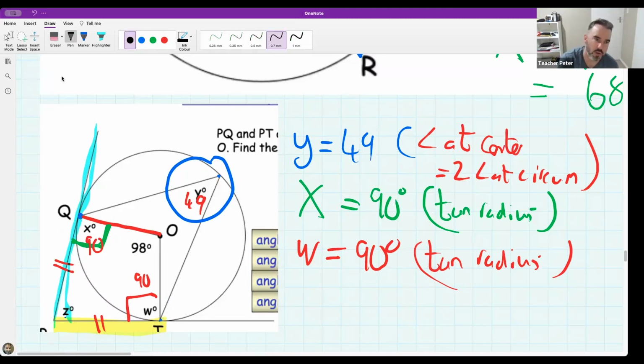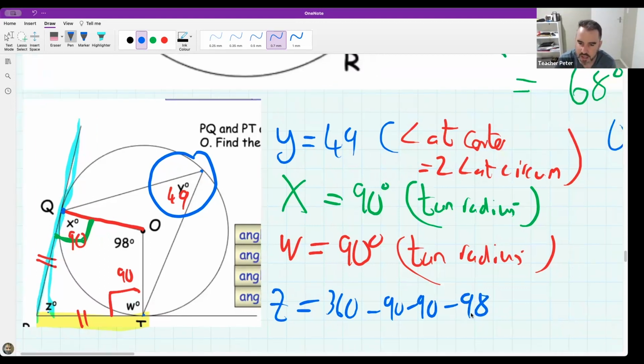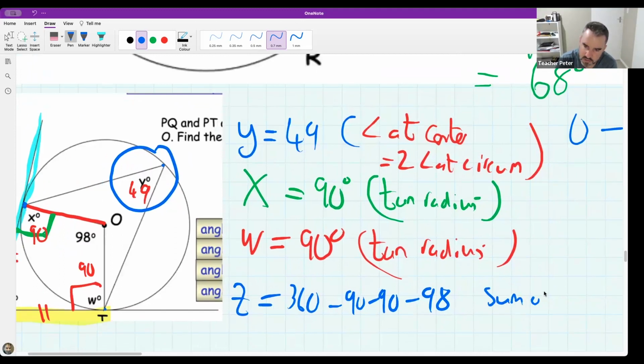But what do we know about all quadrilaterals? What do all quadrilaterals add up to? And maybe we could use that to help us figure out what Z is. Yeah, all quads add up to 360 because they're essentially two triangles. And so Z is not 360, but I can use 360 minus 90 minus 90 minus 98. And that would just be sum of angles in a quad.